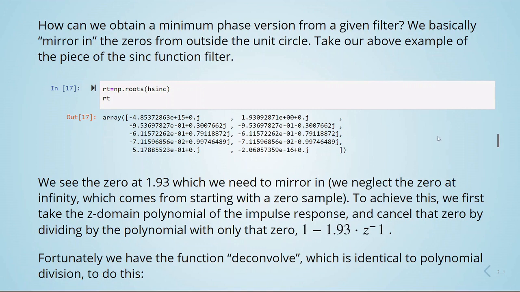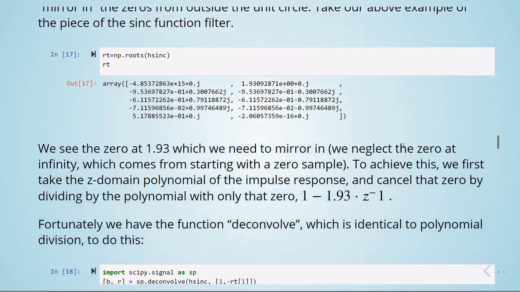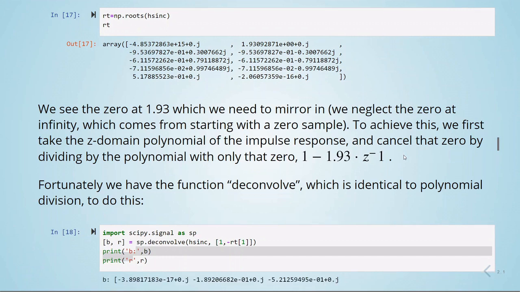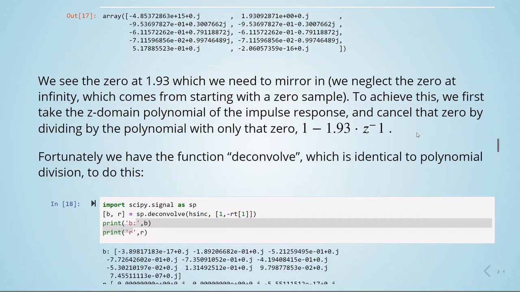To achieve this, we first take the z-domain polynomial of the impulse response and cancel that 0 by dividing by the polynomial with only that 0. 1 minus 1.93 times z to the power of minus 1. Fortunately, we have the function deconvolve, which is identical to polynomial division.